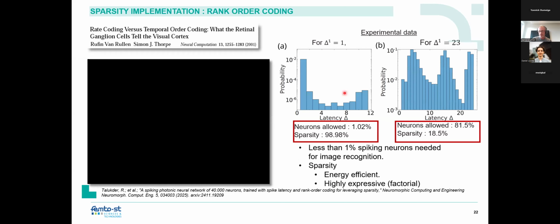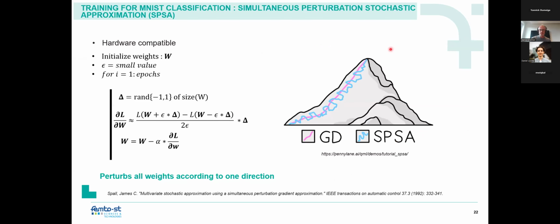And here, for example, this is what happens if we only allow one integer time step here, then only 1.02% of all neurons are spiking. If we allow all of them, then on average 81% of the neurons are spiking. And this ratio is controlled by a single parameter.